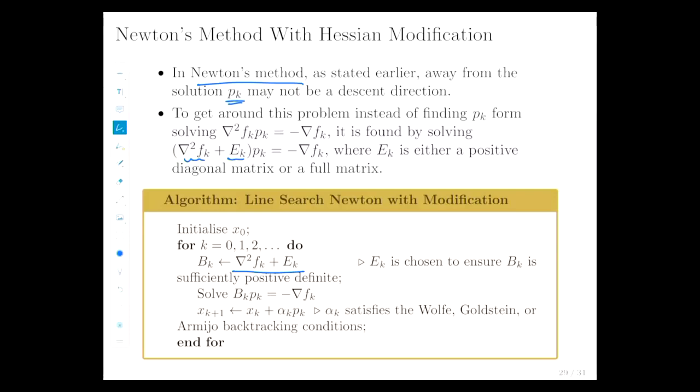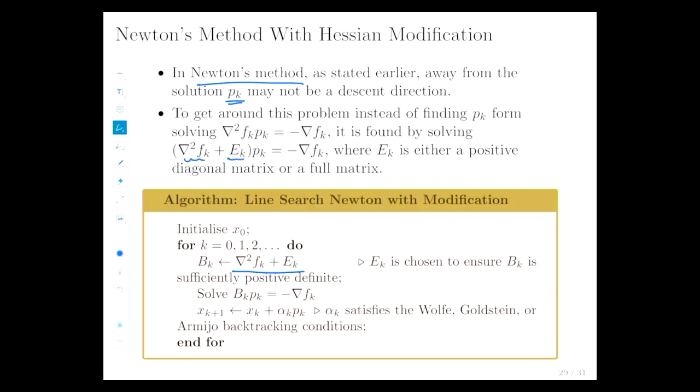So we end up getting a descent direction when we are far away. And hopefully in the vicinity of the solution, we don't need to do the modifications anymore. And then the pure Newton step kicks in. Okay? So these sorts of algorithms are usually called hybrid algorithms.